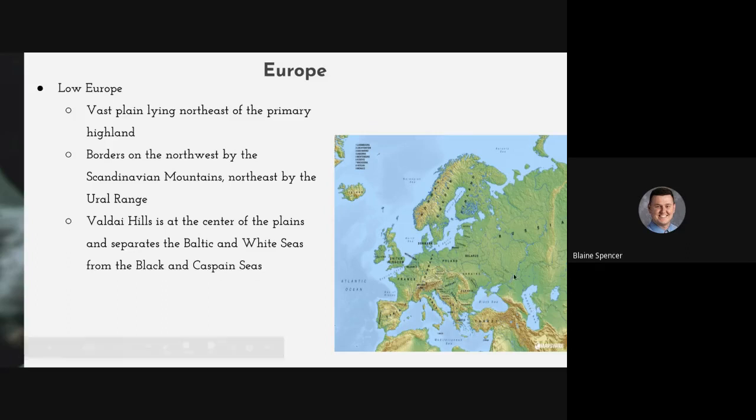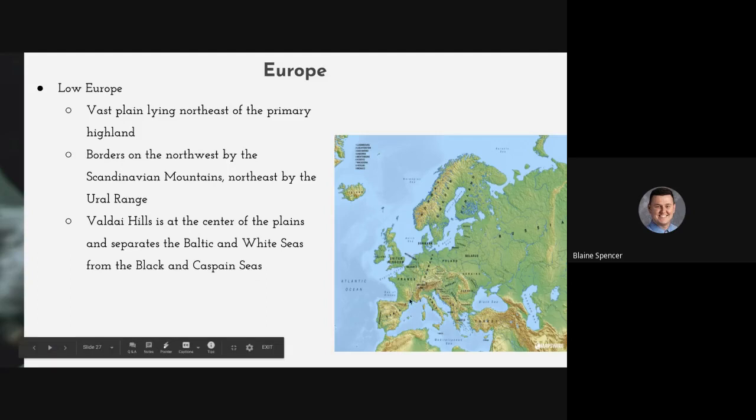Okay, so this region right here is going to be broken up by the Validian Hills. Okay, the Validian Hills run this region right here. We see the Baltic Sea right here. Go up here. Here's the White Seas, the Black Sea. It's going to be broken up by the Validian Hills and the Caspian Sea. Okay, so we see that this Low Europe, or this central region, is going to be between the secondary highlands, and then the primary highlands right here.